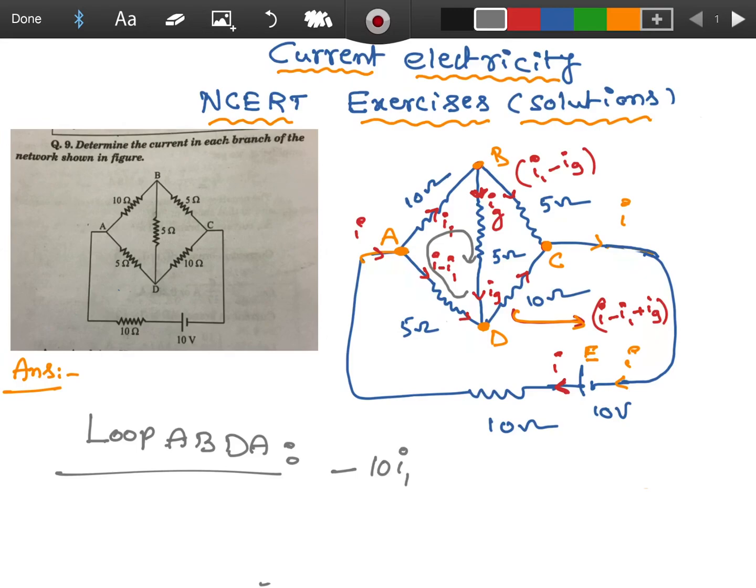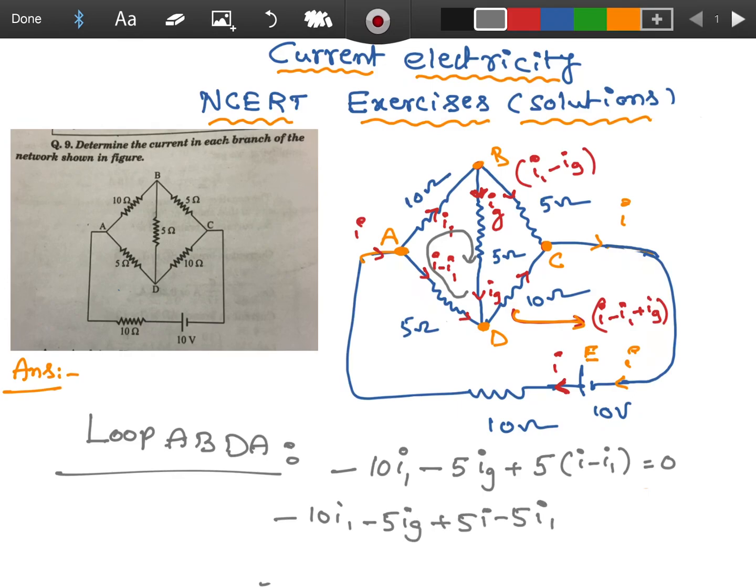And B to D, again the current direction and loop direction are the same. Again resistance into current, minus 5 Ig. Then coming to D to A, the loop direction and current direction are opposite to each other, then plus IR. R is 5, I is I minus I1, equal to 0. Simplify this one: minus 10 I1 minus 5 Ig plus 5I minus 5 I1 equals 0.